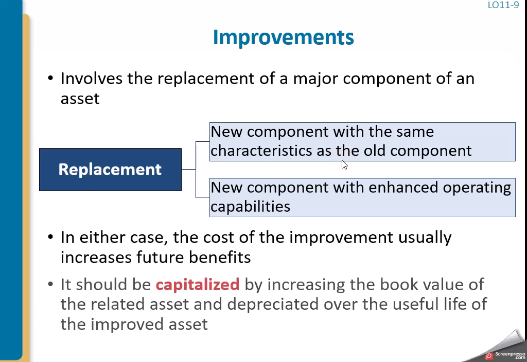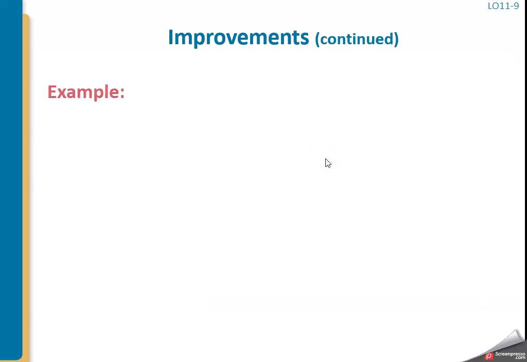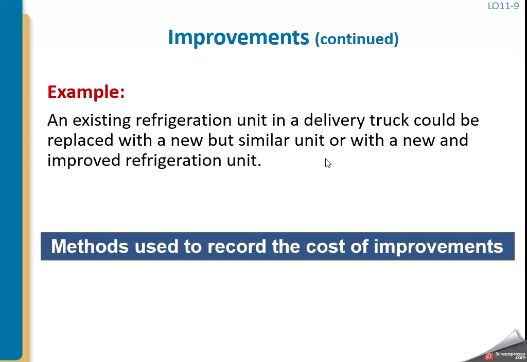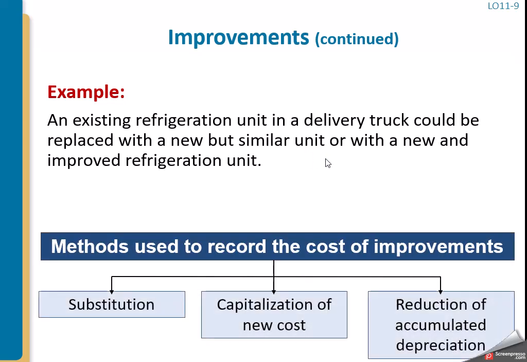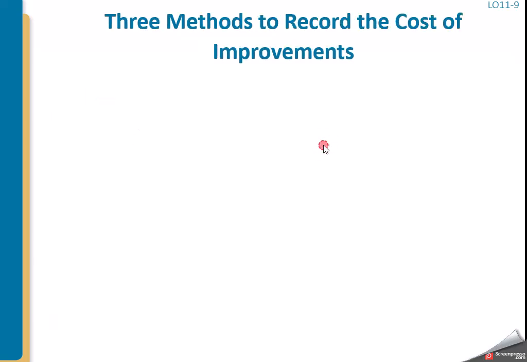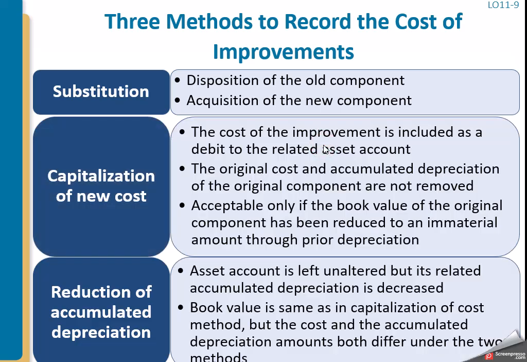Improvements should be capitalized by increasing the book value of the asset and then depreciating that over its life. So in that refrigeration example, we would add that to the value of the truck and then we would depreciate it out.